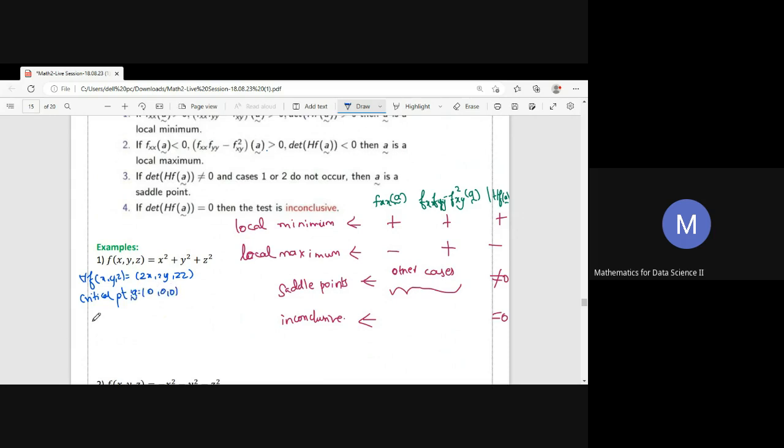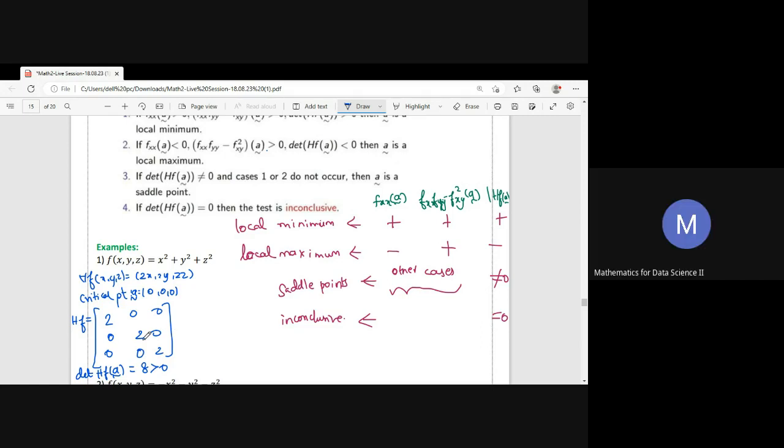Okay. Now what is your Hessian matrix? Are all of them 0? No, right? What is fxx? 2. So the matrix is 2, 0, 0; 0, 2, 0; 0, 0, 2. So what is the determinant of Hf of A tilde? 8, which is positive.